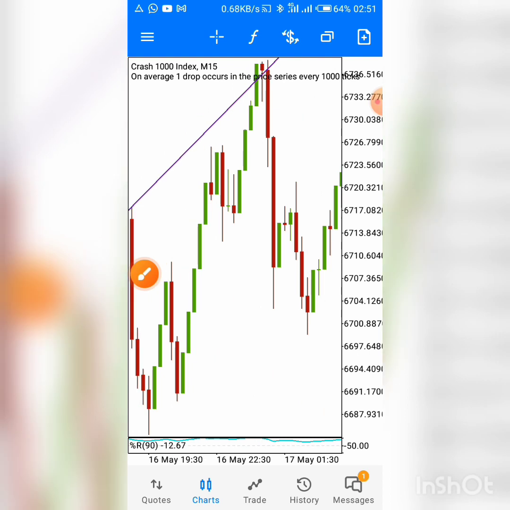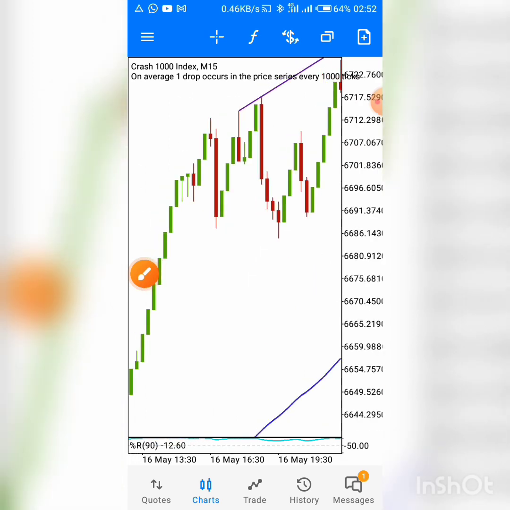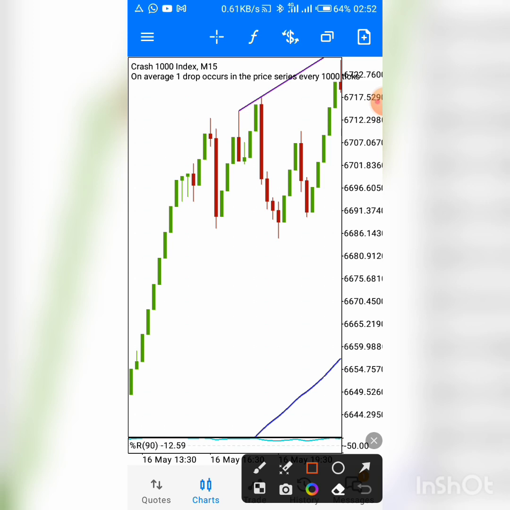Then look at this one here. There's an opportunity here. There's another one here. See, we have marked all those places. Those will give you money if you trade there. See another one right here. See, this can give you money.